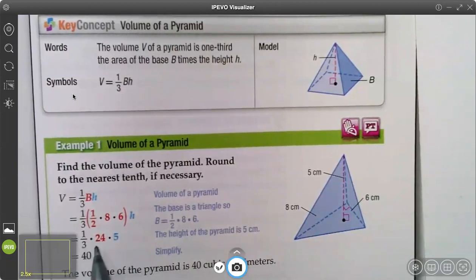Multiplying by 1/3 is the same as dividing by 3. The 1, 24, and 5 are all in the numerator. The 3, understood 1, are all in the denominator. So multiplying by 1/3, dividing by 3, same thing.